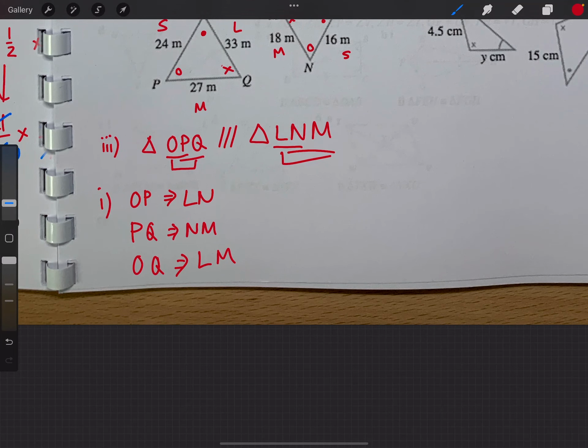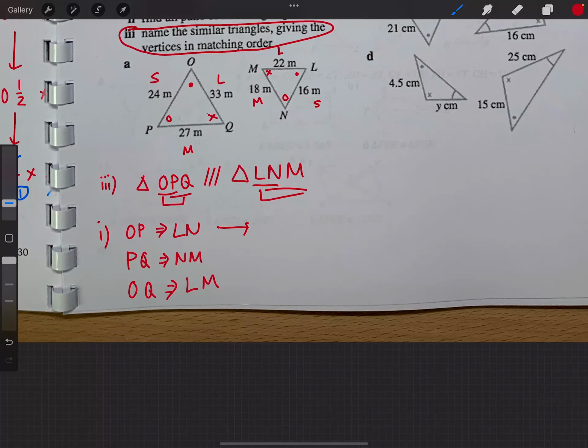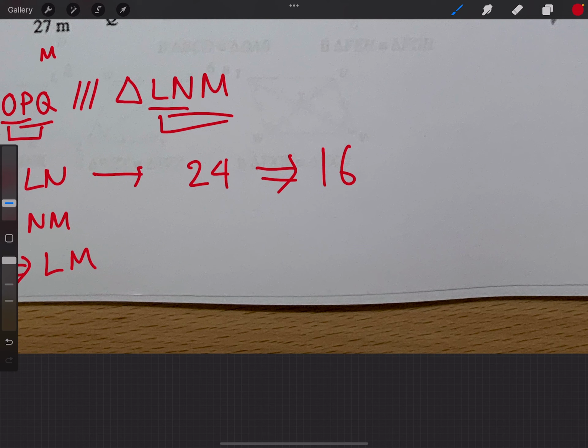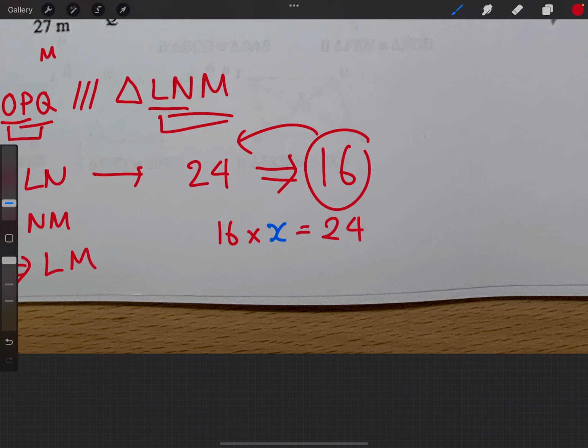Okay, so let's look at the first one. OP, which is 24, has the matching side LN, which is 16. What's the scale factor? So let's see. 16 times some unknown number, let's call that X, should give us 24. Okay, this has been expanded by some factor.